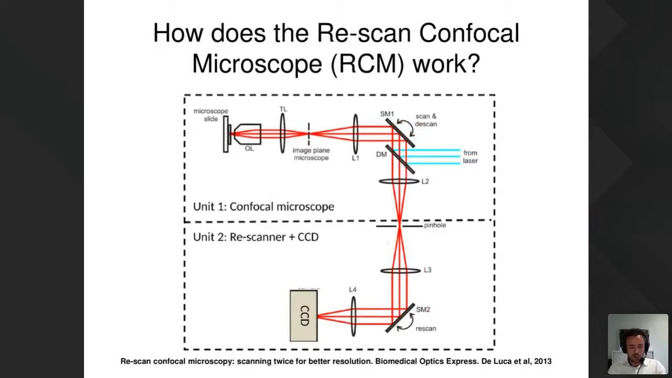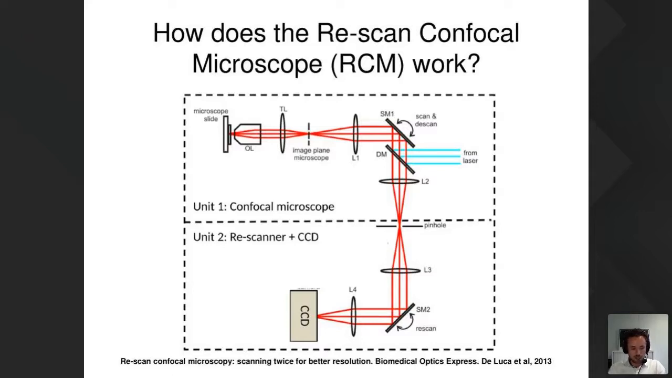Okay, so this is where the idea for the Rescan Confocal got started. So why don't we use a camera as detector? So that's what we did. We replaced the PMT by a camera, and this can be a CCD camera or a CMOS camera. And you can basically see here, the scheme represents a rescanning mirror, which projects this emission light onto the camera. So we have two mirrors, the scanning and descanning mirror for the laser and emission light, and then a rescanning mirror to project this light onto the camera chip.